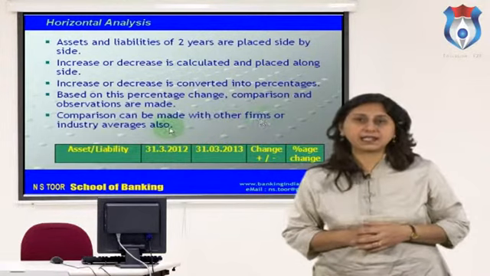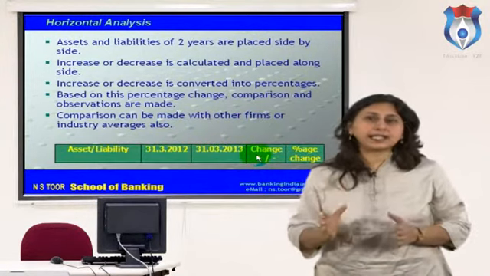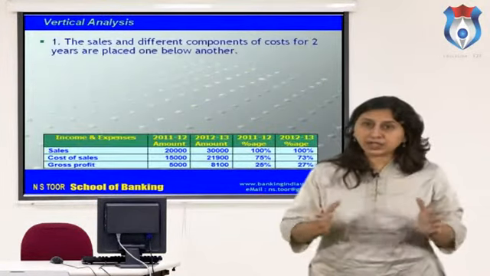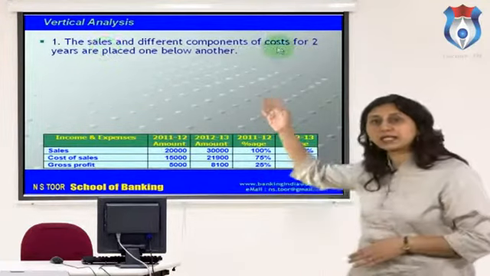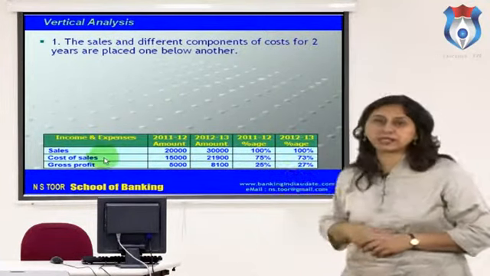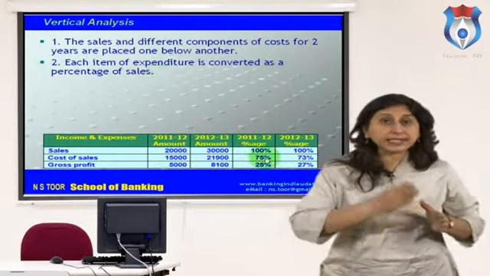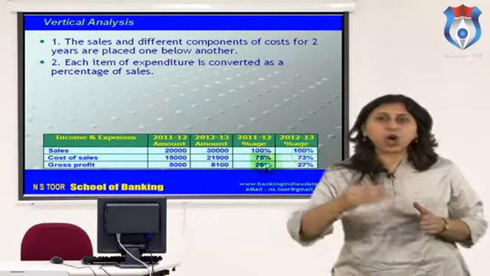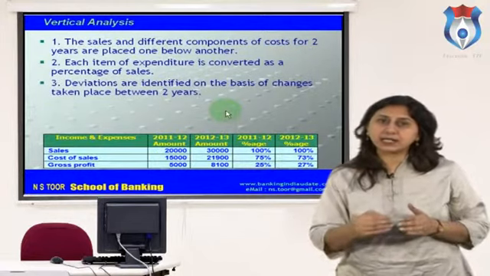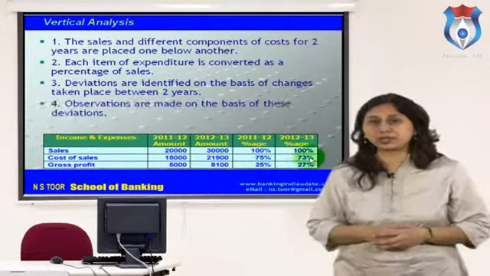Vertical analysis. The term vertical analysis applies because each year's figures are listed vertically on a financial statement. When using vertical analysis, the analyst calculates each item on a single financial statement as a percentage of a total.